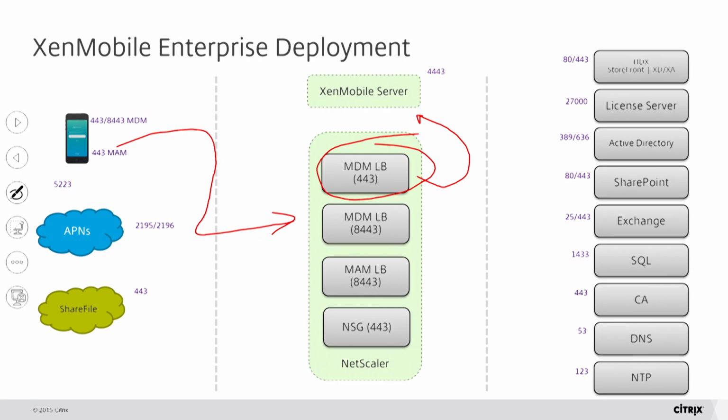Then XenMobile is going to check with Active Directory, either on port 389 or 636, depending on your requirements. Once Active Directory validates those user credentials, the next step for XenMobile is to enforce those MDM policy restrictions. This is where this particular load balancer comes into play, the 8443. Mainly for iOS devices, this load balancer is a key player, because for iOS devices we need to make sure that we have this port available for the enrollment process.